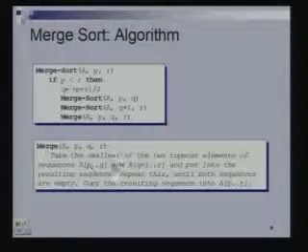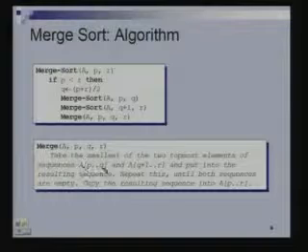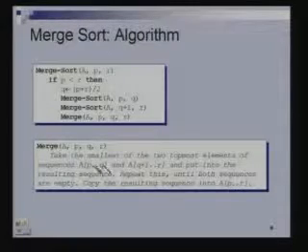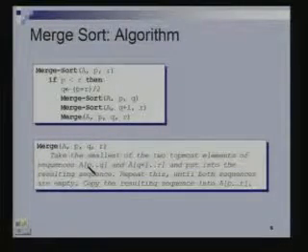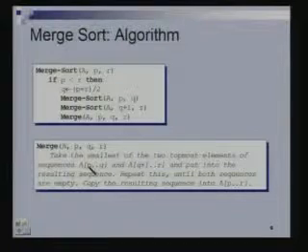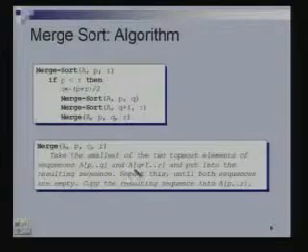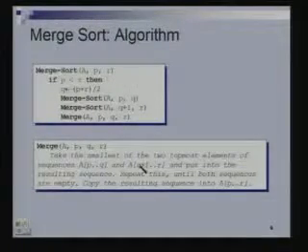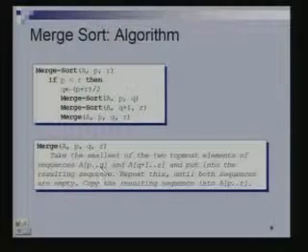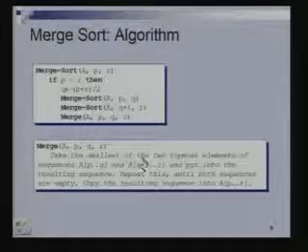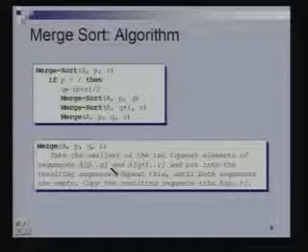So what do I mean the smallest of the two topmost elements? What is the topmost element of this sequence? The first element, which is at location P, A of P. And the topmost element of this sequence is A of Q plus 1. I am going to take the smaller of these two and put it into the resulting sequence.